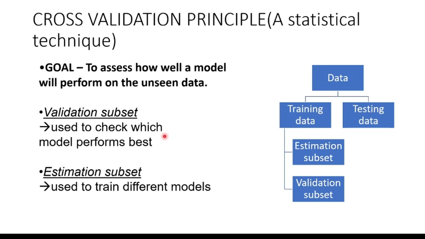What is estimation and validation subset? Validation subset is the part of the data set which will be used to check which model performs the best. And estimation subset is used to train different models. That is all about the cross validation principle. Basically, to prevent overfitting, we use this cross validation principle, which states that the data must be divided into training and testing data, and the training data can be further divided into estimation and validation subset.